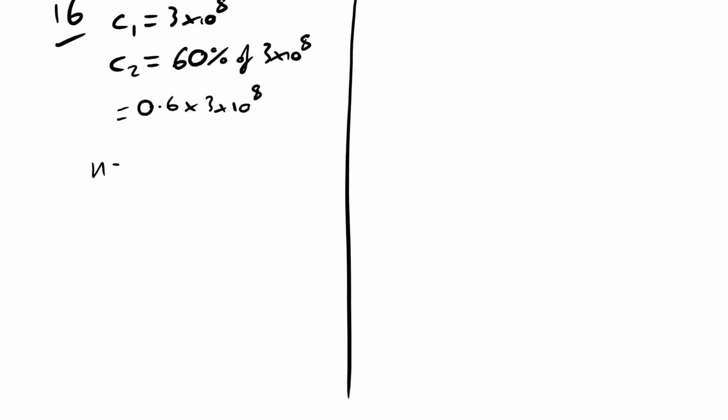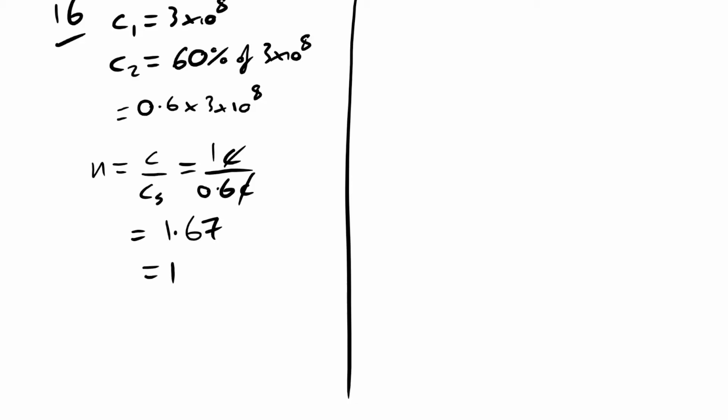We know that refractive index is equal to speed of light divided by the speed of light in the medium, because we know it has to be greater than 1. So actually we can just say that's equal to speed of light divided by 0.6 times the speed of light. C's cancel. We just end up with 1 divided by 0.6. So what is that? That is 1.67, 1.6 recurring, so it's just 1.7. So that means that the answer is C. 17.